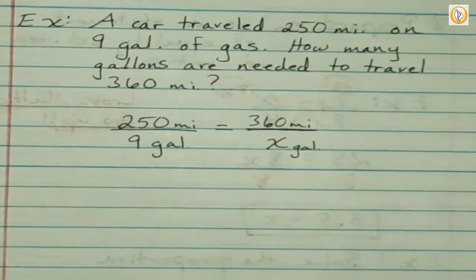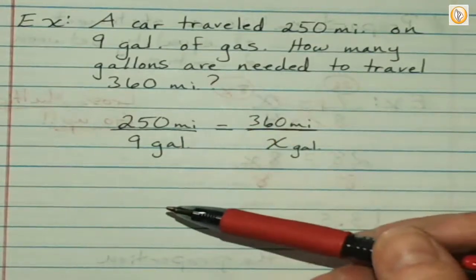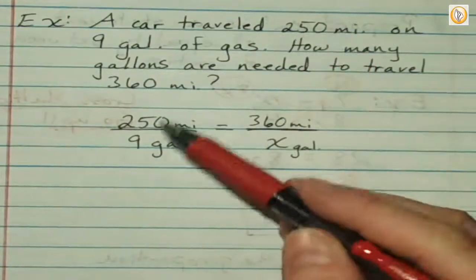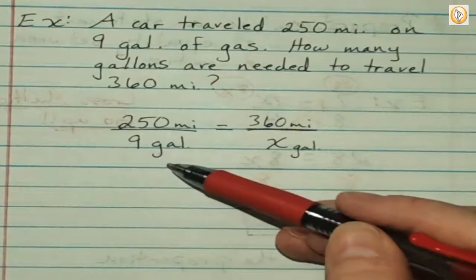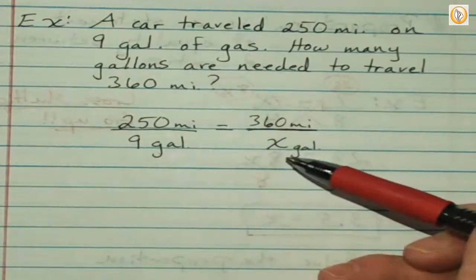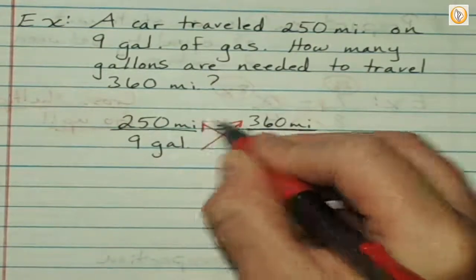That's what I'm saying. 9 times out of 10, when we're doing this kind of stuff, it's going to be set up just like this. 250 miles on 9 gallons. And then you always keep the labels together for proportions. So again, we cross multiply.